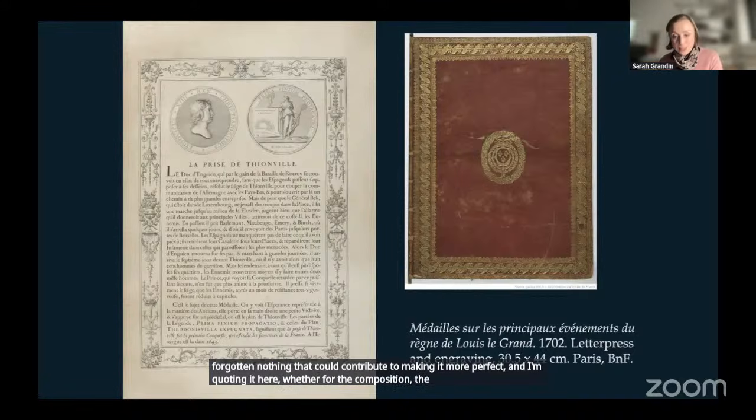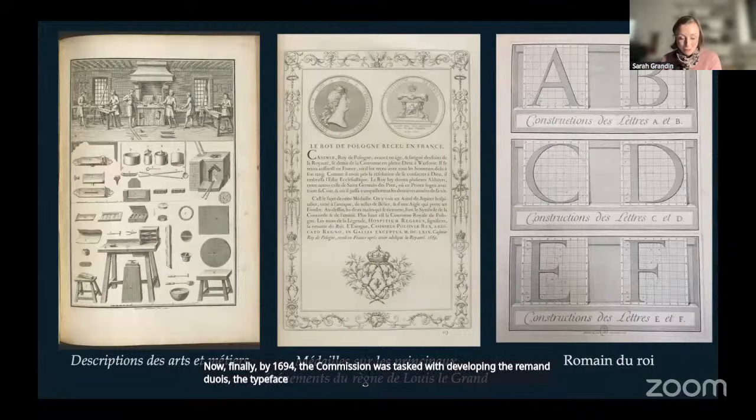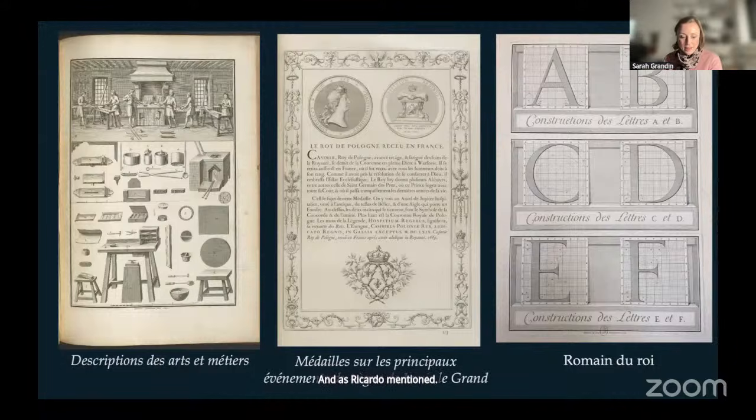whether for the composition, the engraving, or the printing. Now, finally, by 1694, the commission was tasked with developing the Romain du Roi, the typeface with which we are now all rather familiar. And as Riccardo mentioned, the Médailles, which first appeared in 1702, employed the Romain du Roi.